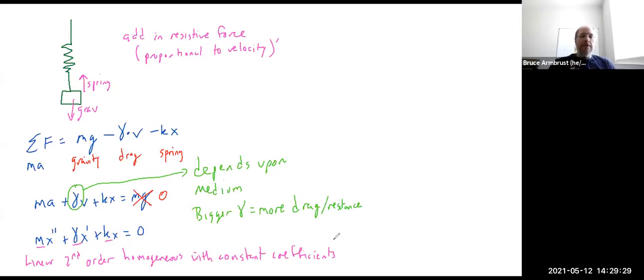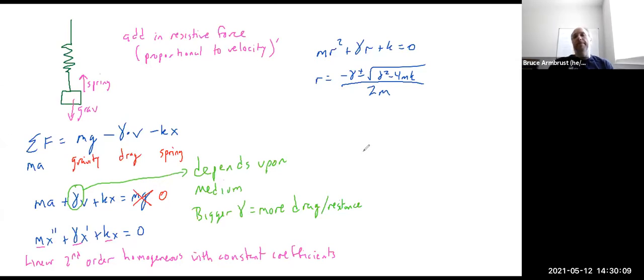All right, so if those guys are all nice constants, we know exactly what to do with this. Again, we're going to make our polynomial. It's going to be mr squared plus gamma r plus k equals 0, and we're going to solve this. Now, if we were to do this generically, we'd have to use the quadratic formula. So it would look like this: negative gamma plus or minus the square root of gamma squared minus 4mk, over 2m.